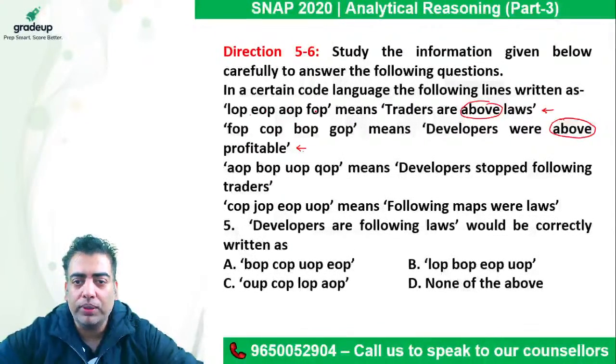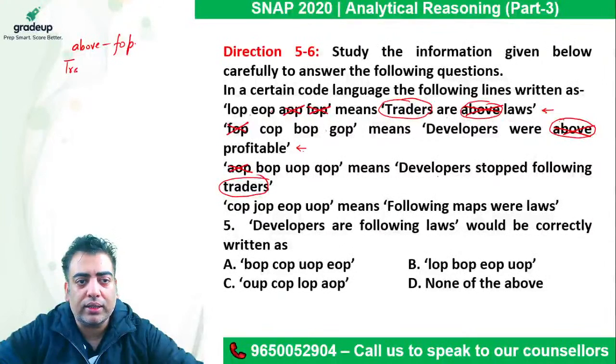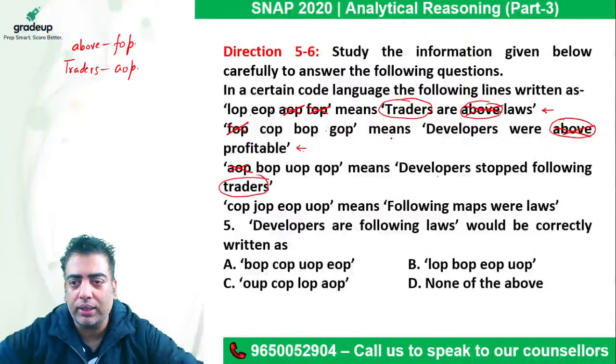And if we observe it, LOP is not common, EOP is not common, AOP is not common, FOP is the one which is common. So the code for above comes out to be FOP. So I am going to erase it from here so that we can focus on the rest of the values. Now if I compare first and third one, traders are laws. So the common value among these two is traders. And the code common here is AOP. So the code for traders comes out to be AOP. So just keep on writing the codes and our job becomes relatively easier.